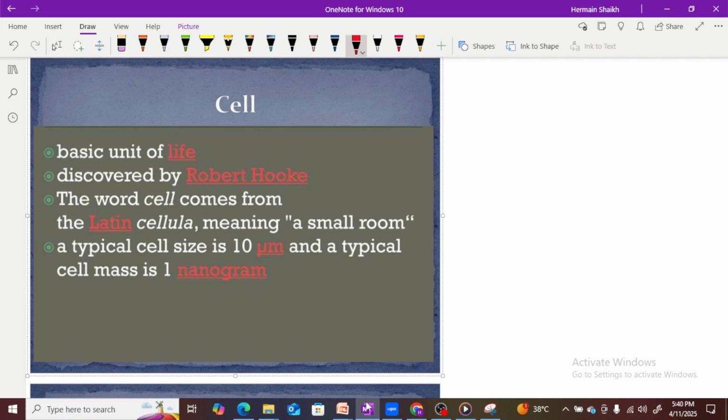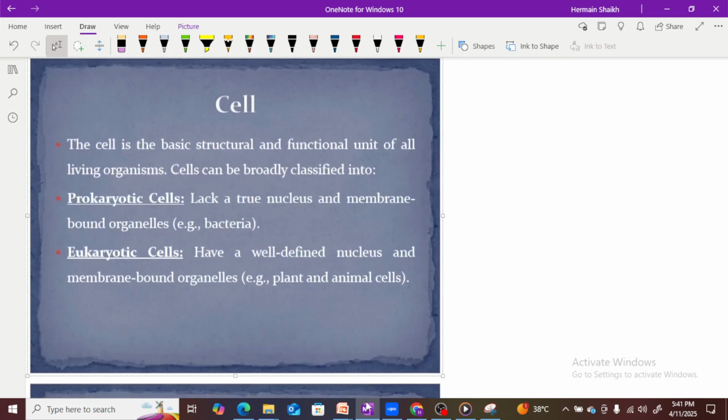Now this slide shows the basic structural and functional unit of life, that is the cell, which was discovered by Robert Hooke. The word cell comes from the Latin word cellula, meaning a small room. A typical cell size is 10 micrometers and a typical cell mass is 1 nanogram. The cell is the basic structural as well as functional unit of all living organisms.